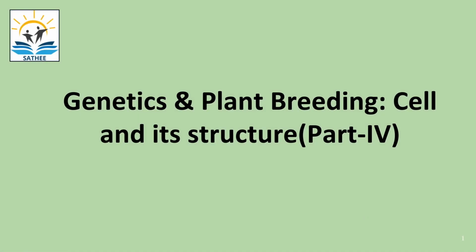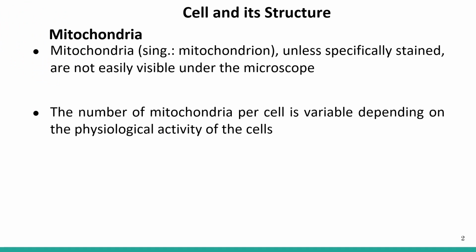Hello everyone, welcome to the new session of Genetics and Plant Breeding, Cell and its Structure. This is the fourth part of this chapter. We are going to study three different organelles in this session: mitochondria, chloroplast and nucleus. So let's begin with the mitochondria.